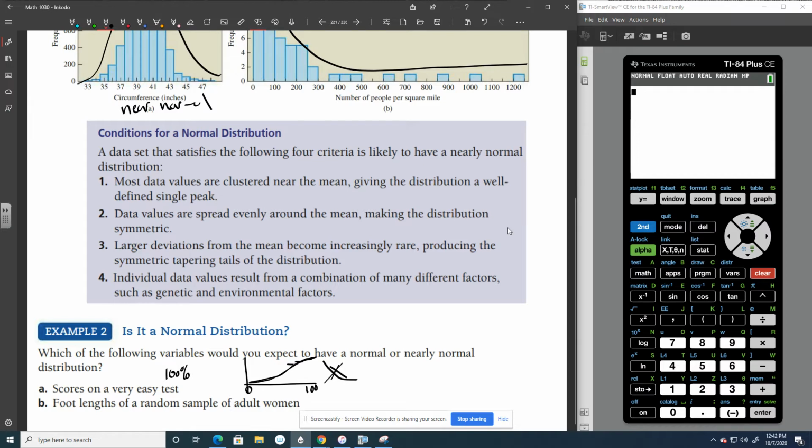Foot lengths of randomly selected women is probably going to be normal, okay? Unless you're in Wyoming, because those girls all have giant feet. Anywhere else, it's probably going to be a normal distribution.